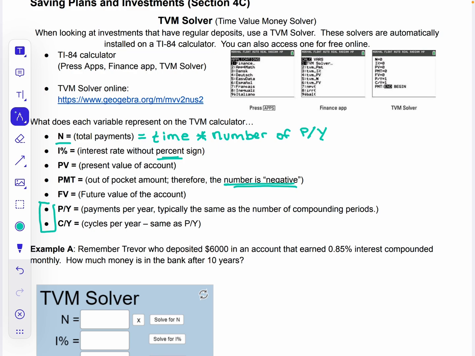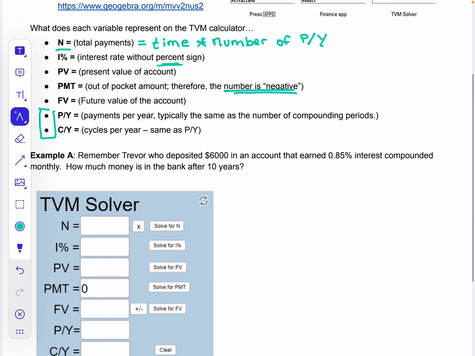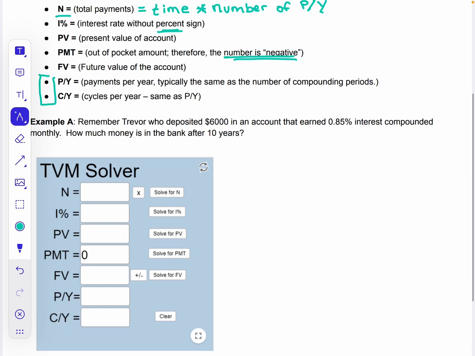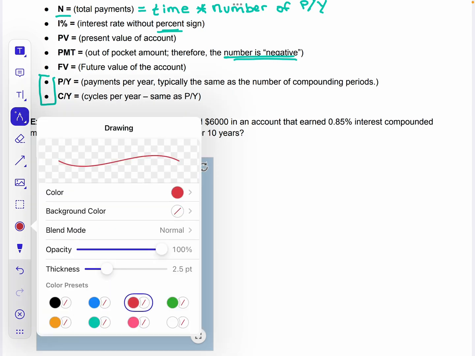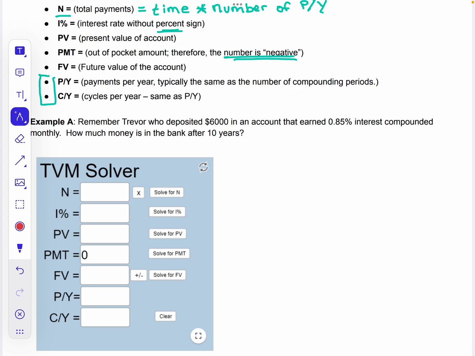All right, so let's look at an example, and this example should seem a little bit familiar. We're going back to Trevor and his $6,000. I want to show you how you could use this TVM solver instead of the compound interest formula. It can be used with what we will call in the coming lesson our lump sum deposits. So he deposited $6,000 into an account, and it earned this much interest. It compounded monthly, and I want to know after 10 years.